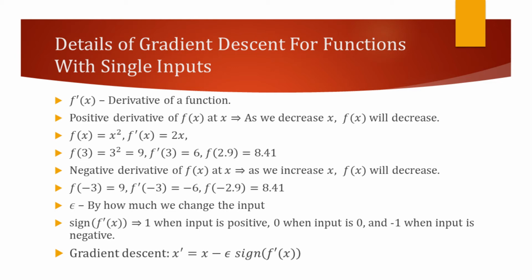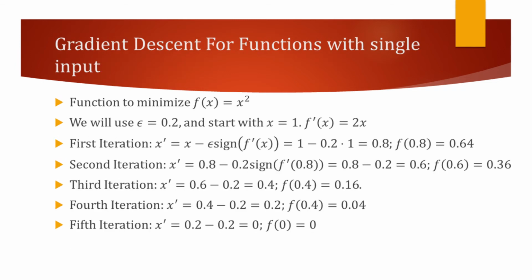Looking at the formula for gradient descent, we should now be able to interpret how it works. When the derivative at point x is negative, we increase x by epsilon. When the derivative at point x is positive, we decrease x by epsilon. Let's now minimize a function using this formula. We will try to minimize the function x squared using gradient descent. We will be using epsilon equal to 0.2, and start minimization with x equal to 1.